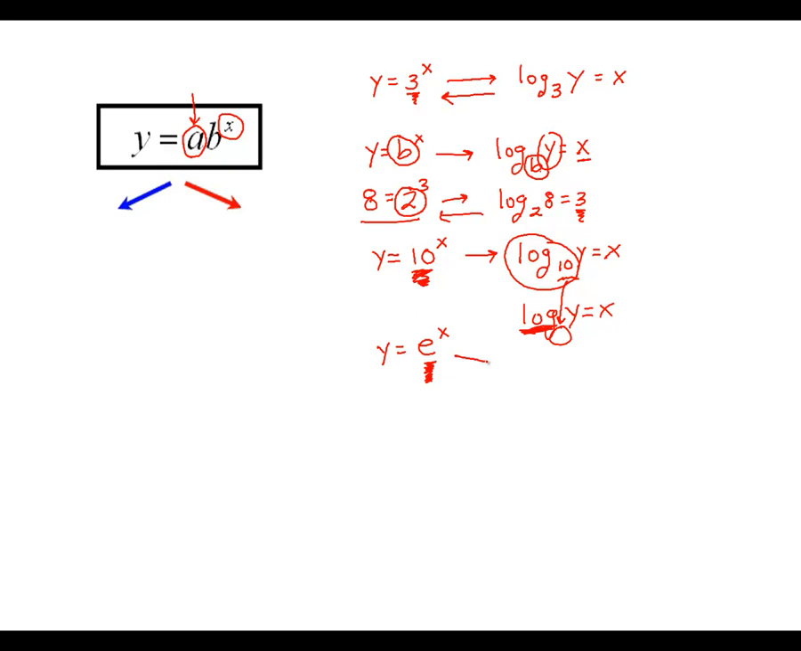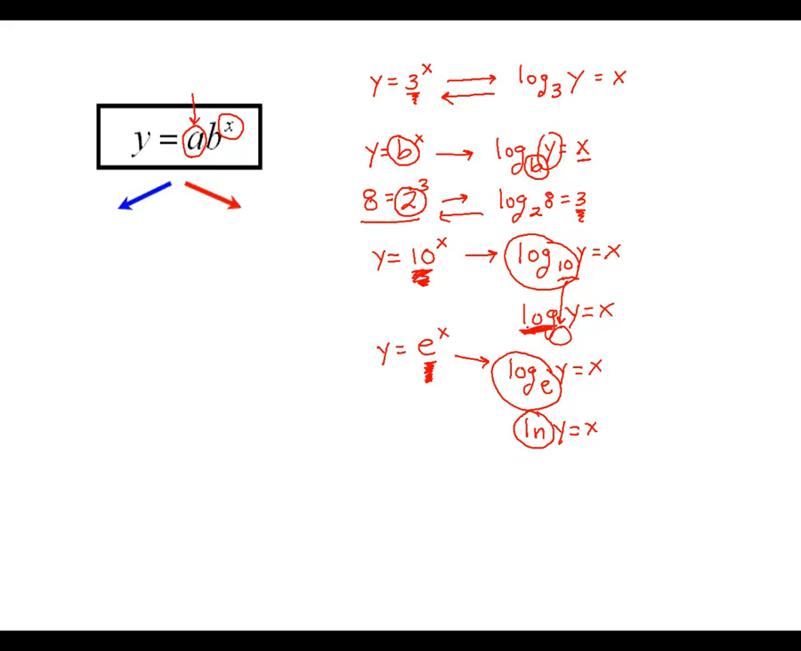Because of that, when we rewrite it as a logarithm, it would be written as log base e of y equals x. And since base e is the second most commonly used, instead of writing log base e, we write it as natural log of y equals x. So when you see this ln, it's the same as log base e.